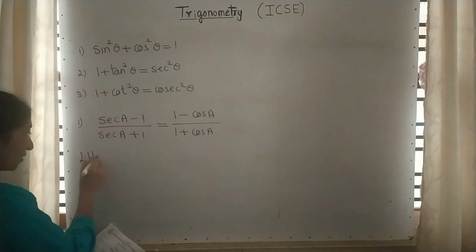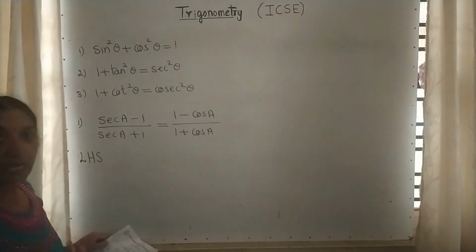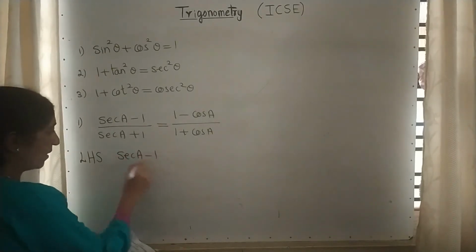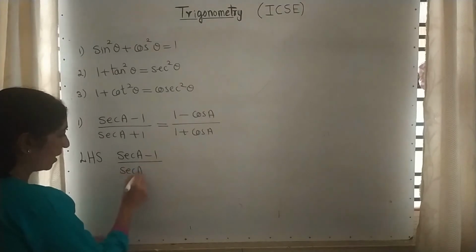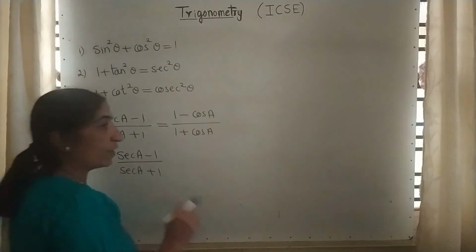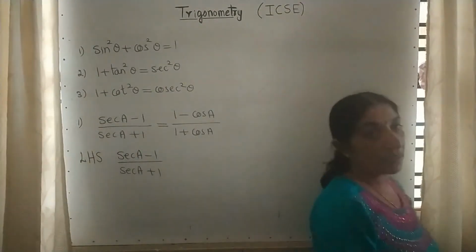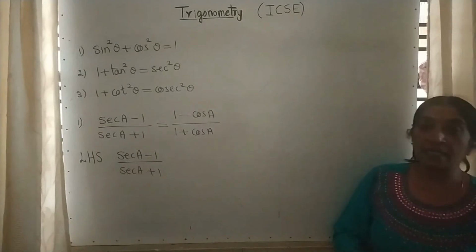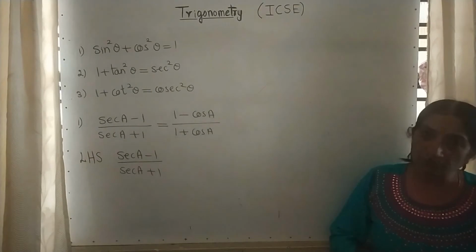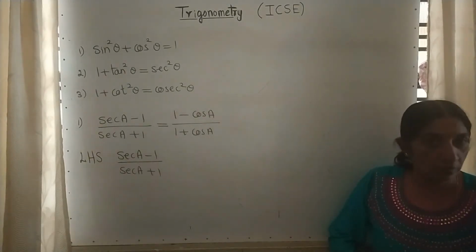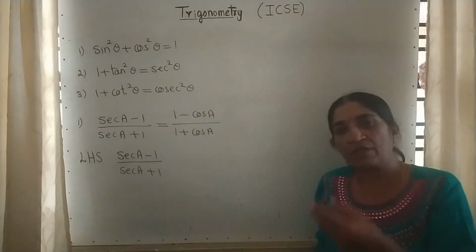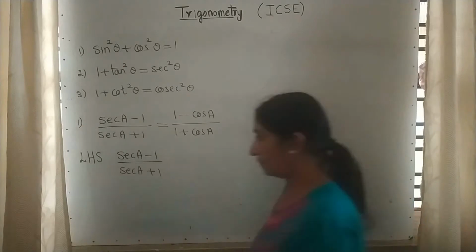See, write down the LHS. You can start either from LHS or from RHS. LHS: sec A minus 1 upon sec A plus 1. See here, already I told you sec is written as 1 upon cos. And one more thing, whenever you are solving trigonometric examples, remember in 90% of sums we convert everything either in terms of sine or in terms of cos. In only 10% of sums, we solve the given expression as it is.